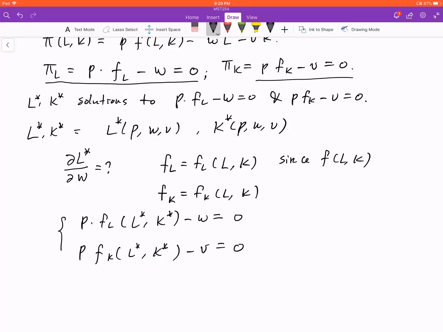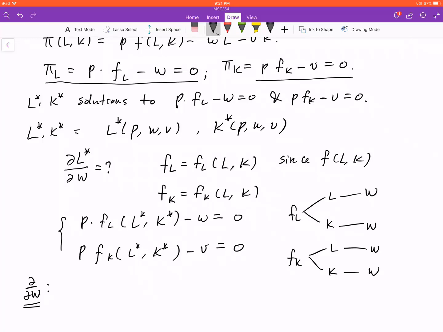Now what we need to do is use the chain rule to take the derivative with respect to W for both equations. And how do we do that? Let's draw a diagram. F_L is a function of L and K, and L is a function of W. Of course, P and V as well, but they are not relevant for the moment. And F_K is a function of L and K, and both of them are in turn functions of W. So when we take the partial derivative with respect to W, we need to use the chain rule, and we need to follow all the chains we can have.